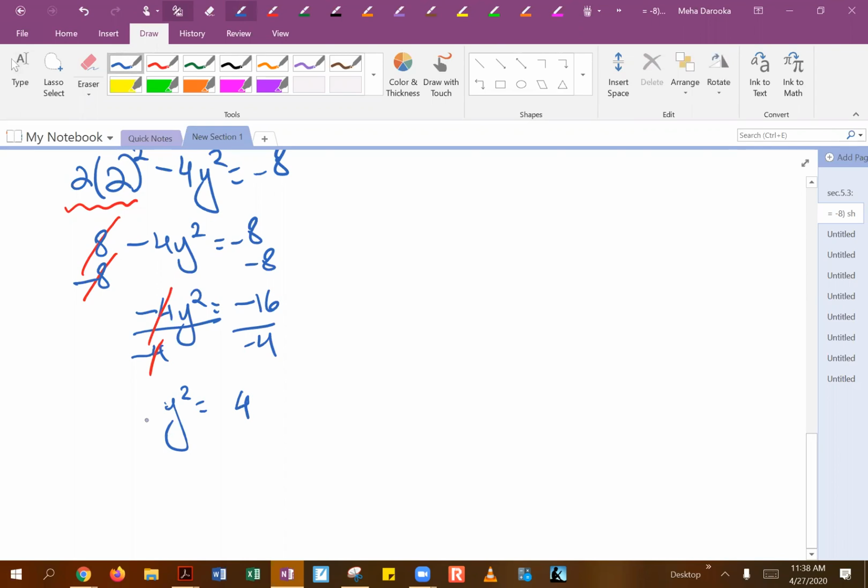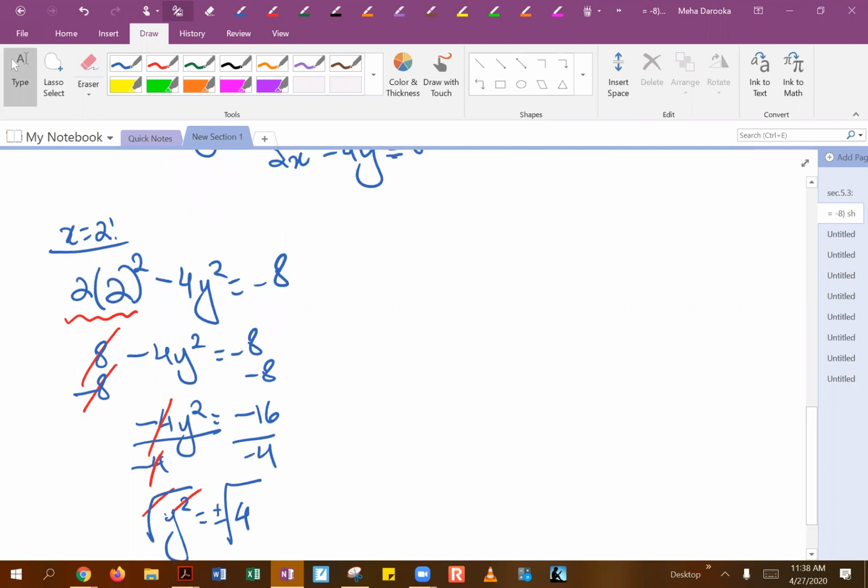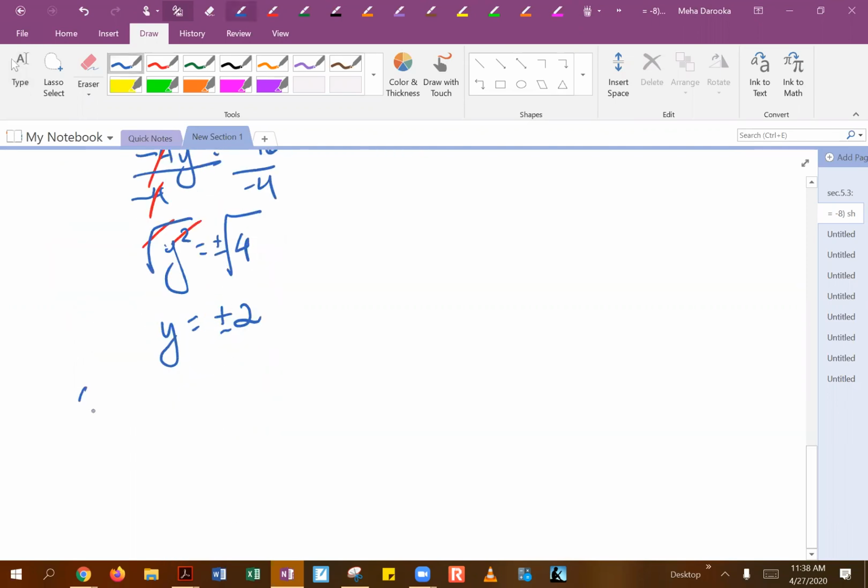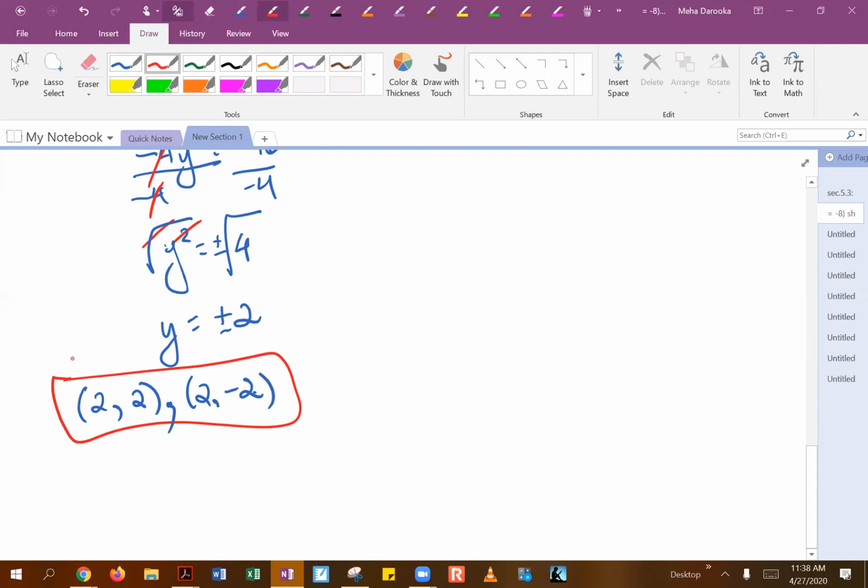Okay, and then of course to get y by itself, take a square root on both sides. And looks like we are also getting y equals positive and negative 2. Now remember, we originally started out with x equals positive 2. And with that, we are getting 2 values of y. So these will be the 2 ordered pairs that come out of this x value. So 2 and 2, 2 and negative 2.